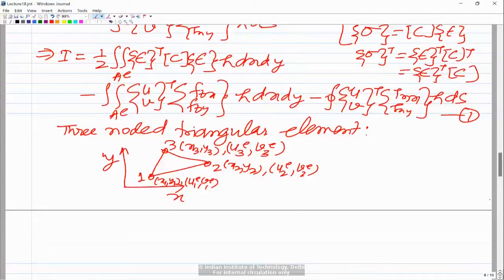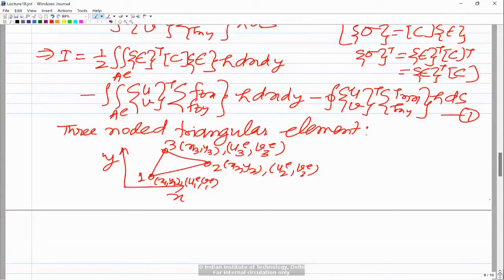Now you see that it's a three noded element. At each node we have 2 degrees of freedom, that is values of u and v, and for the element as a whole we have 6 degrees of freedom. Corresponding to u, there are 3 degrees of freedom, u1, u2, u3. Corresponding to v also, there are 3 degrees of freedom, v1, v2, v3.